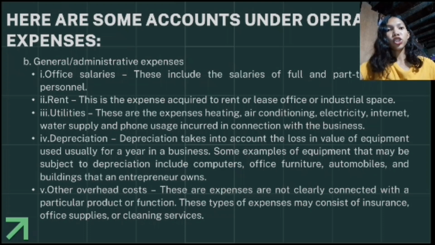Fourth is depreciation. So depreciation takes into account the loss in value of equipment, usually for a year in a business. So some examples of equipment that may be subject to depreciation include computers, office furniture, automobiles, and buildings that an entrepreneur owns. So the last is other overhead costs. So these expenses are not clearly connected with a particular product or function. So these types of expenses may consist of insurance, office supplies, or cleaning services.